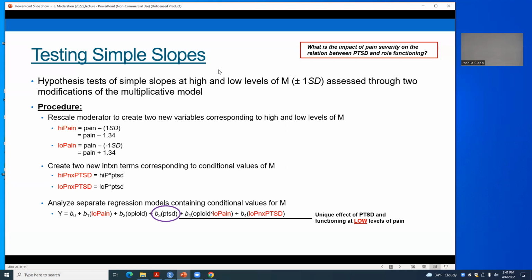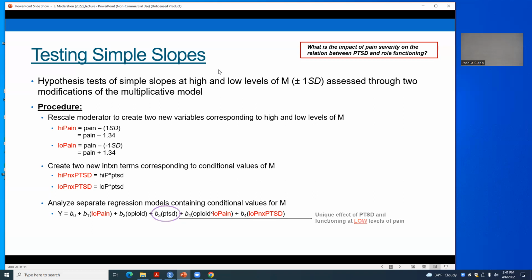Okay, we go through and I say PTSD on functioning, holding everything else constant at 0. Low pain is held constant at 0, that goes away. Opiate use is held constant at 0, that goes away. Low pain is 0, that goes away. All I'm left with is my intercept and my simple slope.